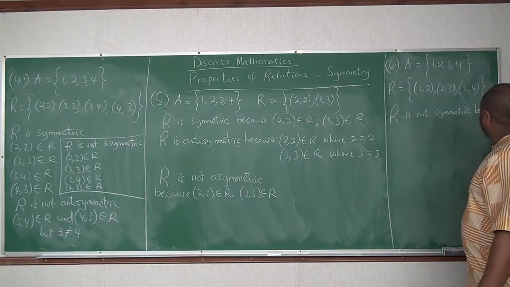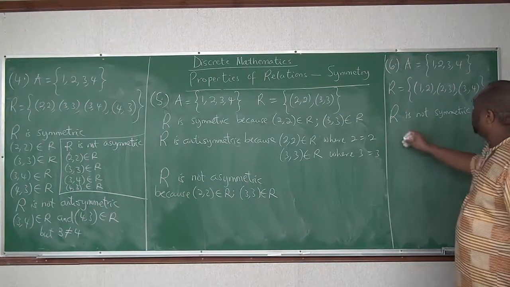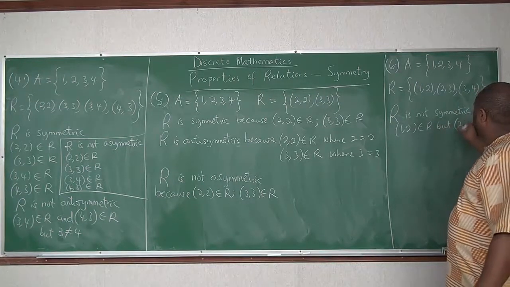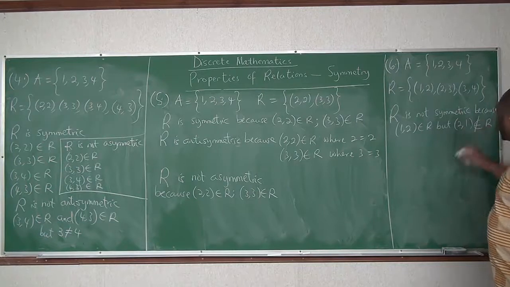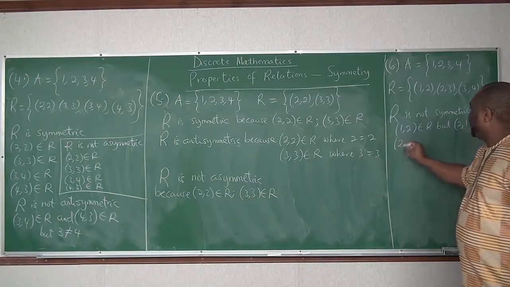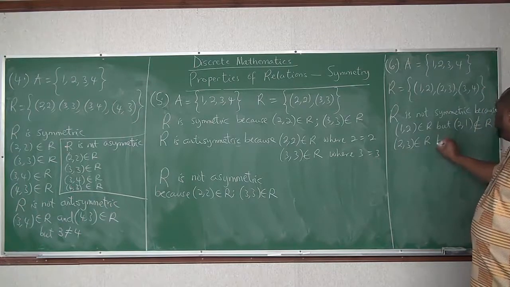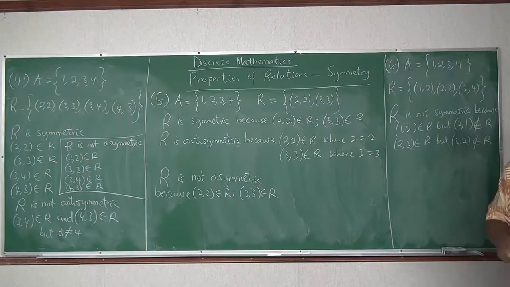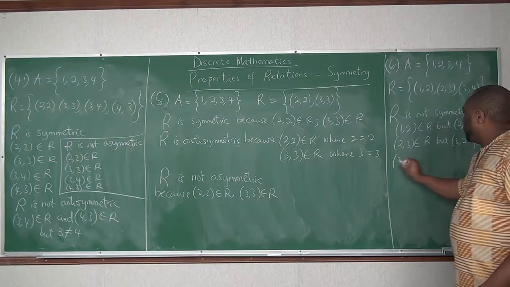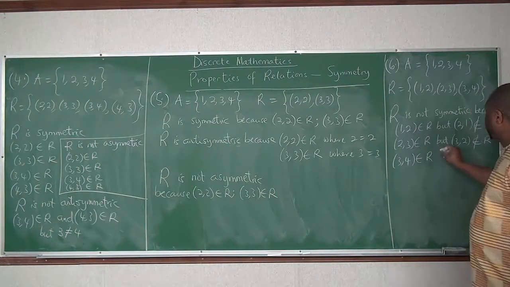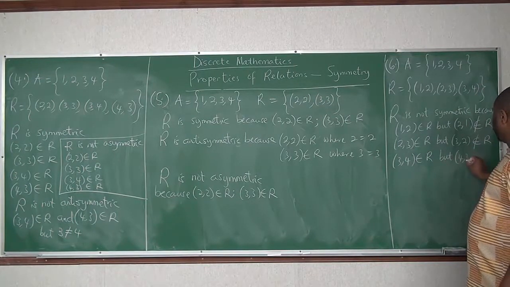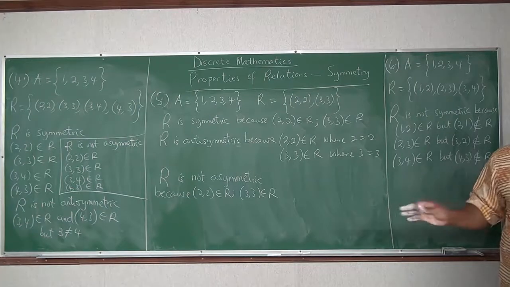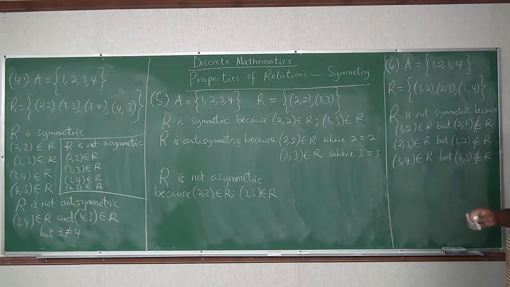Why? Because (1, 2) is an element of R, but (2, 1) is not an element of R. (2, 3) is an element of R, but (3, 2) is not an element of R. (3, 4) is an element of R, but (4, 3) is not an element of R. So in that case, R is not symmetric.